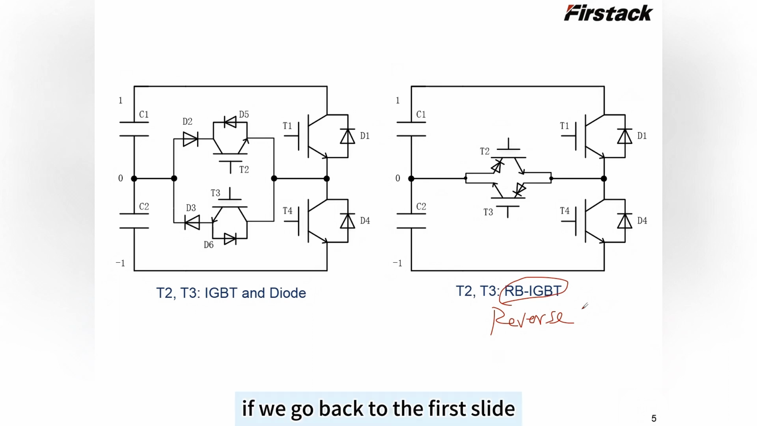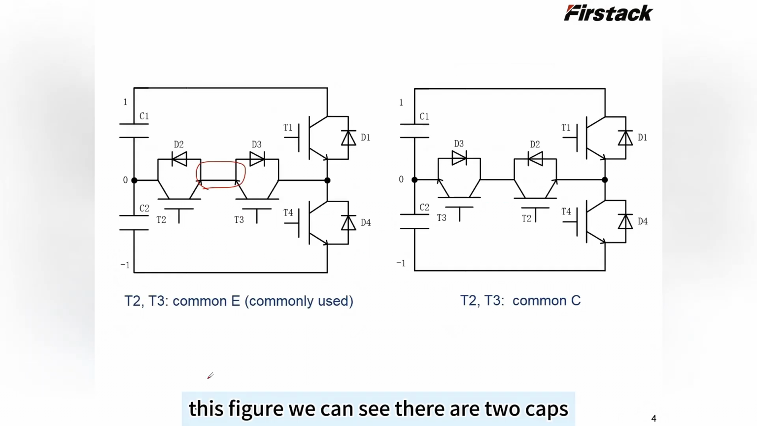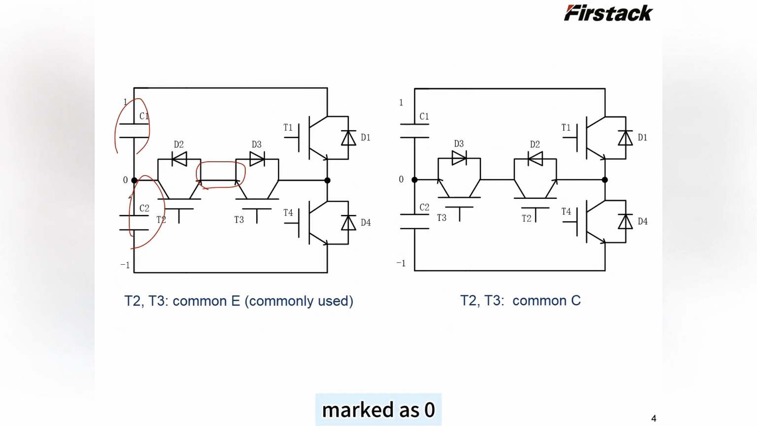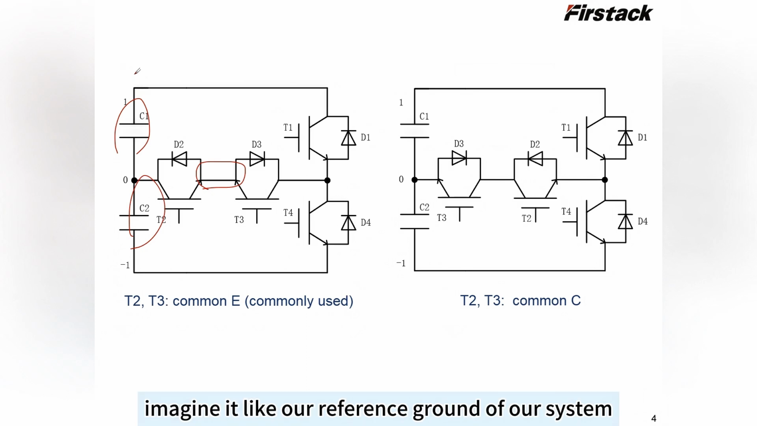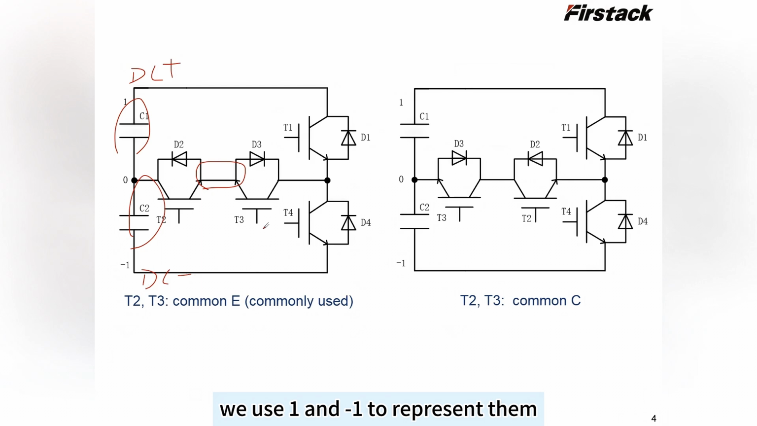If we go back to the first slide from this figure, you can see there are two caps. You can imagine that we have two DC voltages to our IGBT respectively here. How do we do it? We do it by adding an extra voltage level here, marked as 0. You can imagine it like the reference ground of our system. The top and the bottom side are still DC plus and DC minus. We use 1 and -1 to represent them.